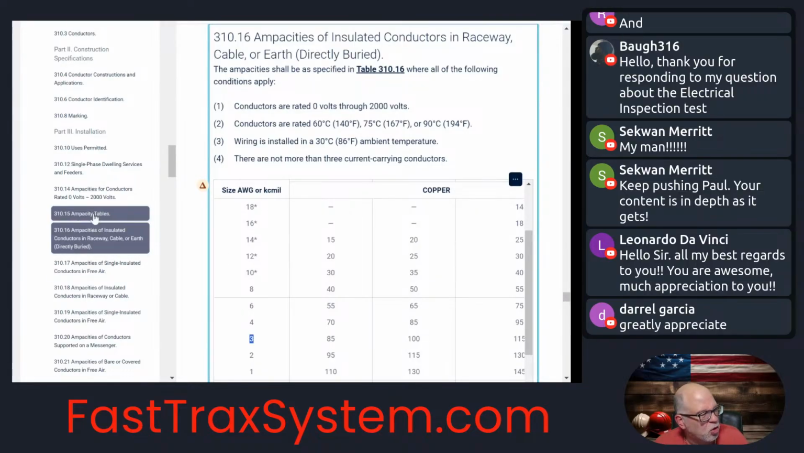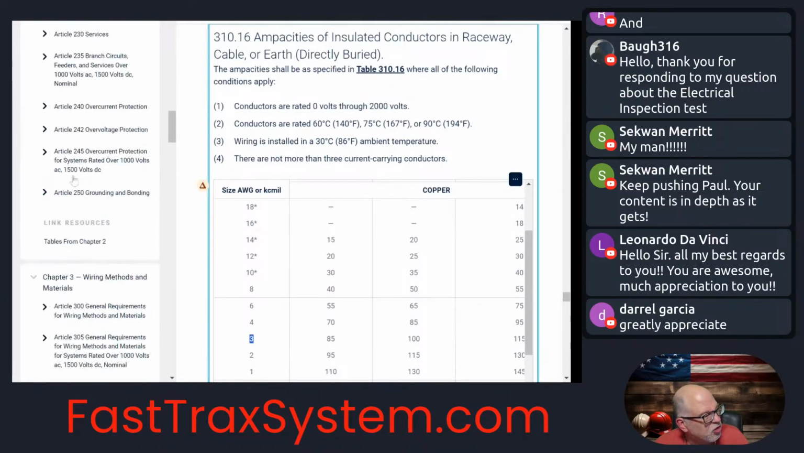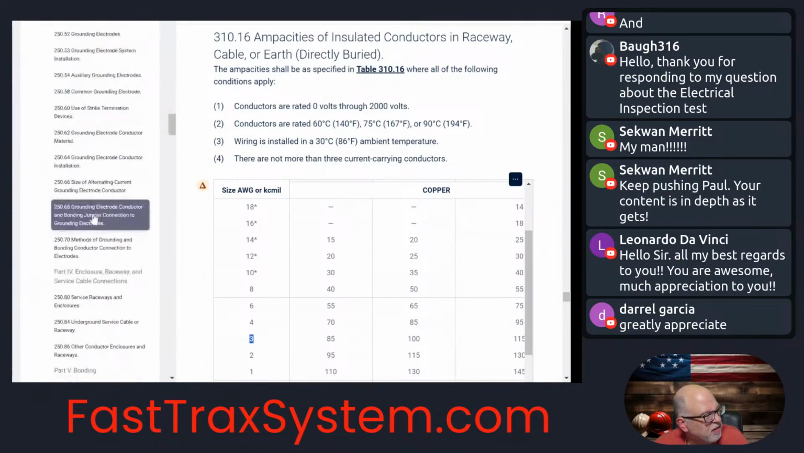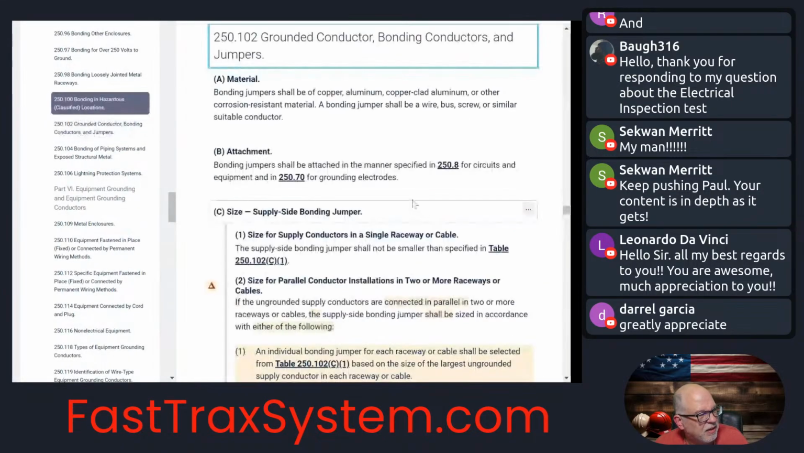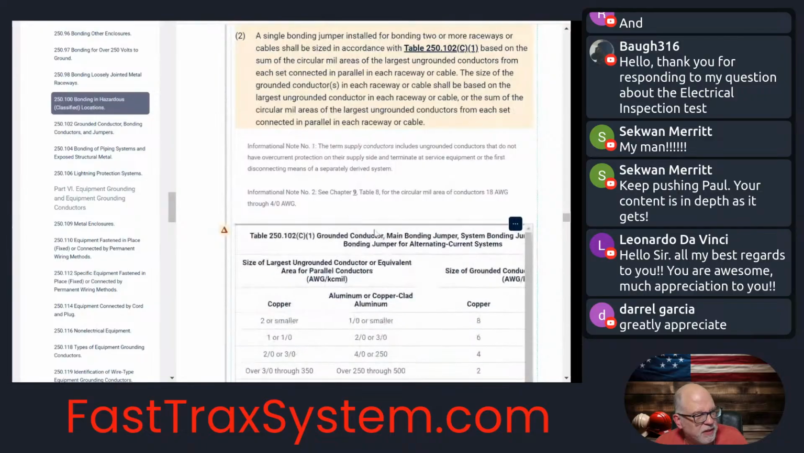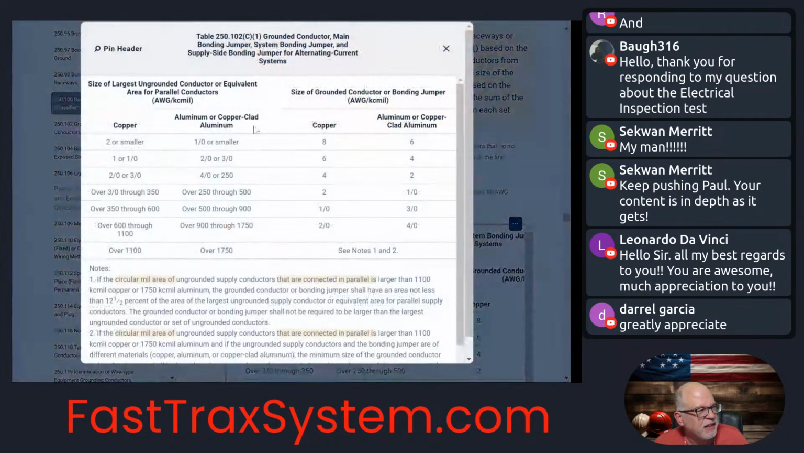The code is kind of weird like that. So let's go look real quick at 250.102, just so we can see what it is. Right here, and we're going to go down. Here's the C1. So here's the table. Now, what you'll notice about this table is, you see right here what it says? Grounded conductor. So think of this table as a minimum size. It can't be smaller than this, but it may be larger because you have to do a load calculation. And in our case, our load calculation yielded a 3.